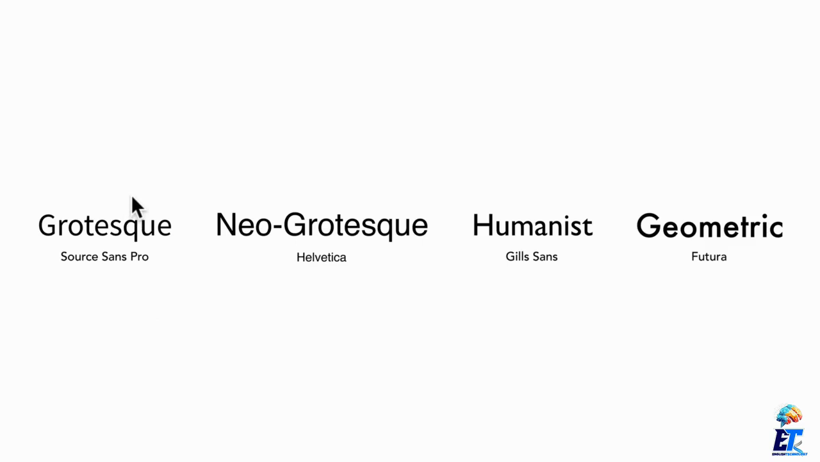Their letter forms are pretty similar to some serif typefaces, kind of minusing the serifs. So you'll see a little bit more contrast between the strokes. There is some thick and thin contrast here, but they just have no serif at the end of the letter forms. Next, we have neo-grotesque.